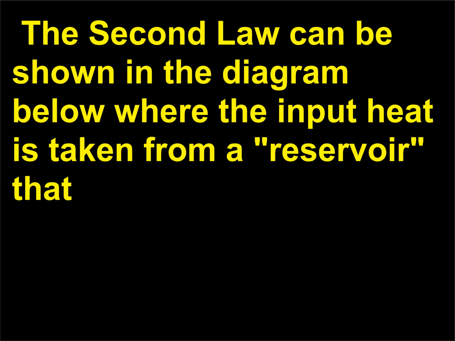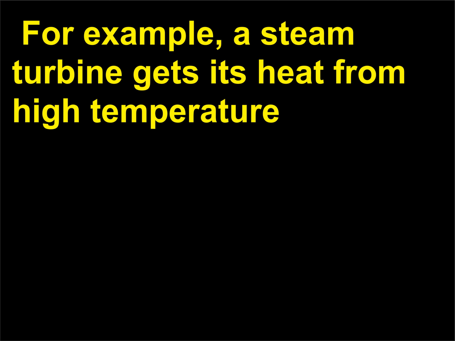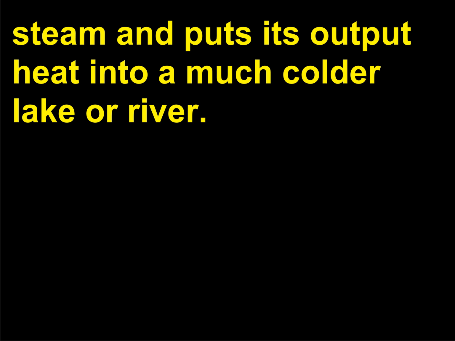The second law can be shown in the diagram below, where the input heat is taken from a reservoir that maintains a constant high temperature and the output goes to a second reservoir at a constant low temperature. For example, a steam turbine gets its heat from high temperature steam and puts its output heat into a much colder lake or river.